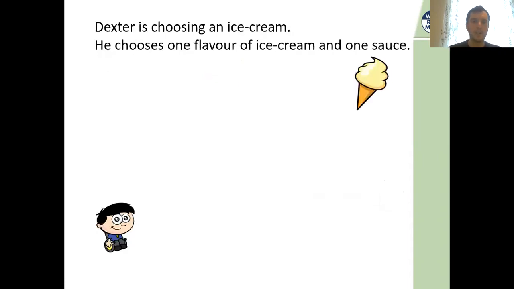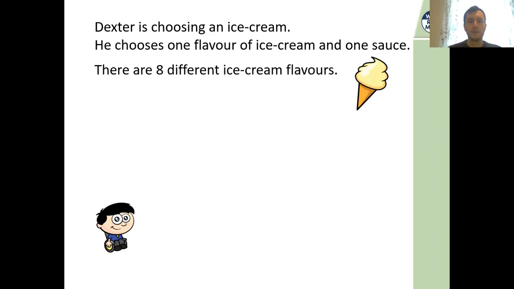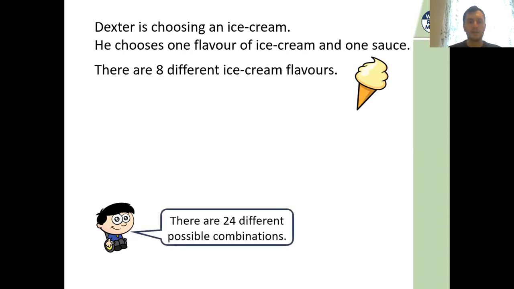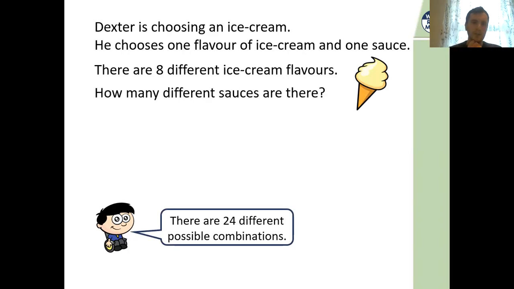In fact, there is one more for us to look at together. Dexter is choosing an ice cream. He chooses 1 flavour of ice cream and 1 sauce. So there are 8 different ice cream flavours. And there are 24 combinations. How many different sauces are there? We don't get told the flavours this time. We don't get told the sauces. We are told there are 8 different flavours of ice cream. We don't know how many sauces there are, but you can get 24 combinations. I wonder how many sauces that means there are.